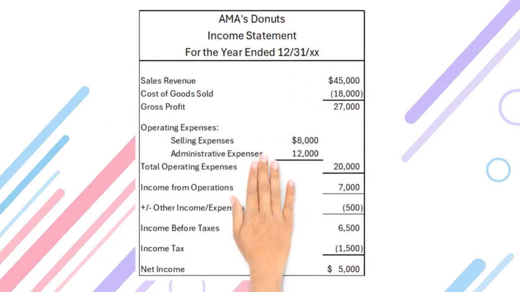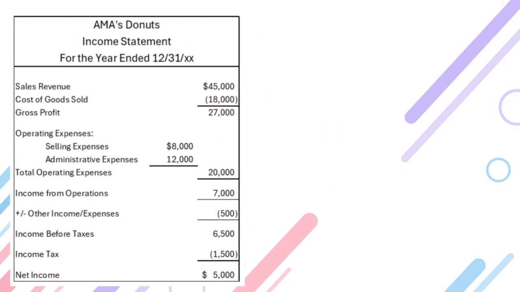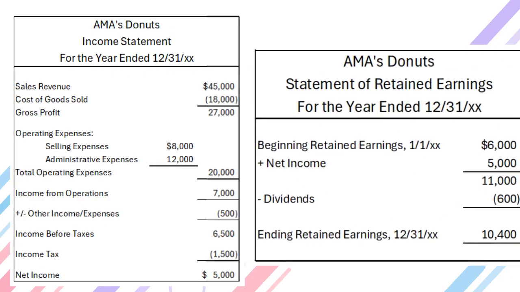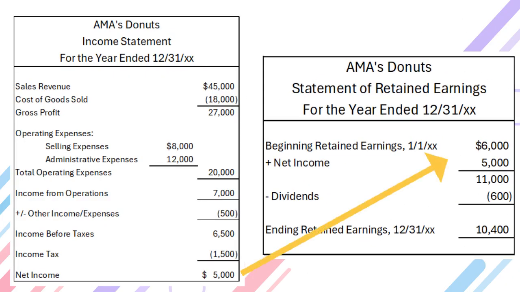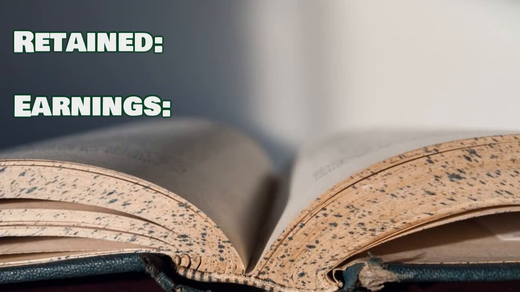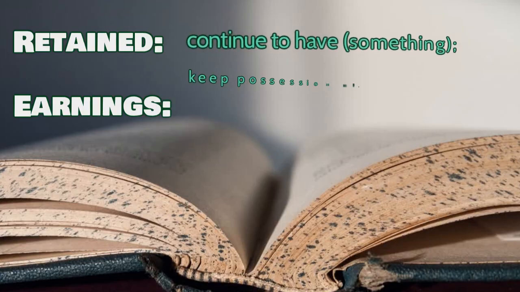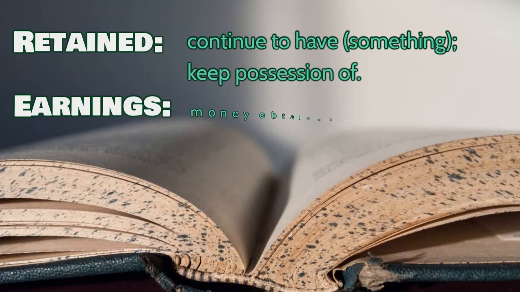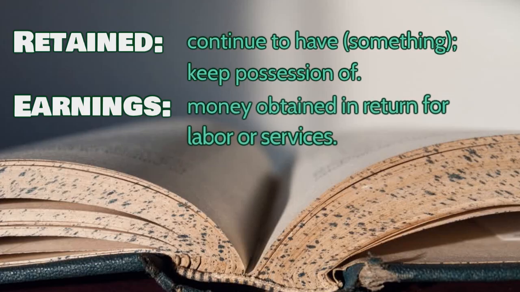Just a quick refresh. The reason we prepare this statement second is because we need net income from the income statement to carry over to the statement of retained earnings. Let's pull apart the words retained earnings. Retained means something you continue to have or have kept possession of. Earnings is the money obtained in return for labor or services. Basically, retained earnings are the profits we made in the business that we've held onto.